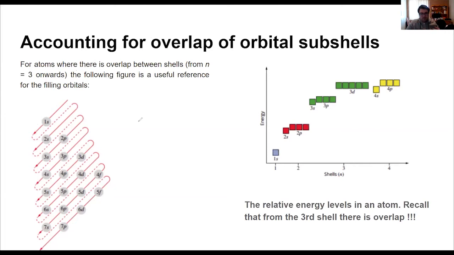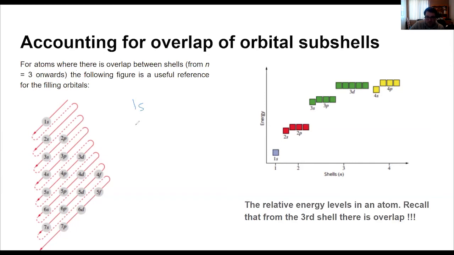Now the basics of how this works is it tells you that your 1s orbital is filled before your 2s orbital, which is then filled before your 2p, which is filled before your 3s, then your 4s, your 3p, and then your 3d, 4p, and so forth. In most cases, it's actually really straightforward to draw this. That's a little bit more of a complicated version of the diagram.